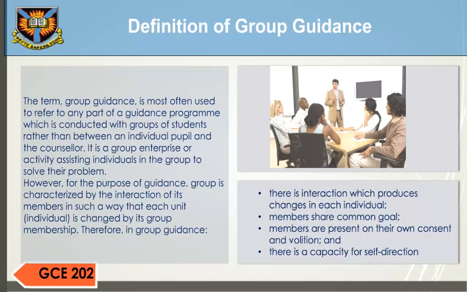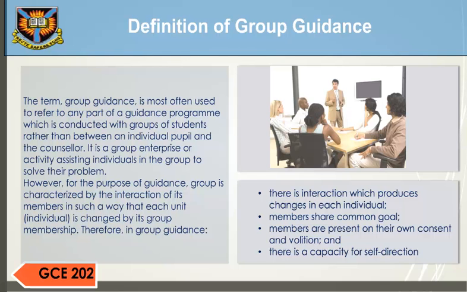Definition of group guidance. The term group guidance is most often used to refer to any part of a guidance program which is conducted with groups of students rather than between an individual pupil and a counselor. It is a group enterprise or activity assisting individuals in the group to solve their problem.